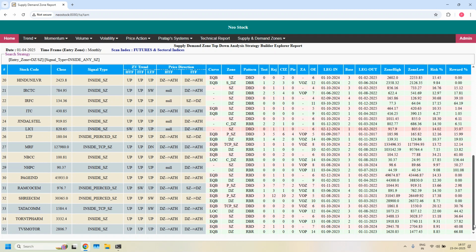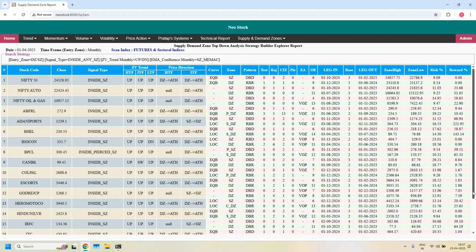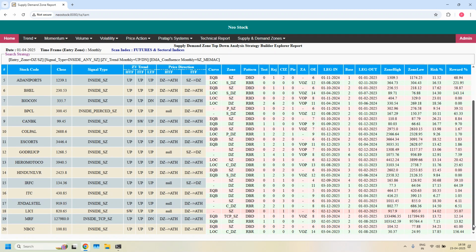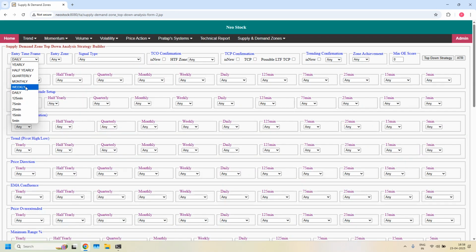We can further filter based on monthly supply zone having monthly EMA confluence. So we got 20 stocks. Scrolling the list down, total 20 stocks are filtered. Okay, next time frame is weekly.